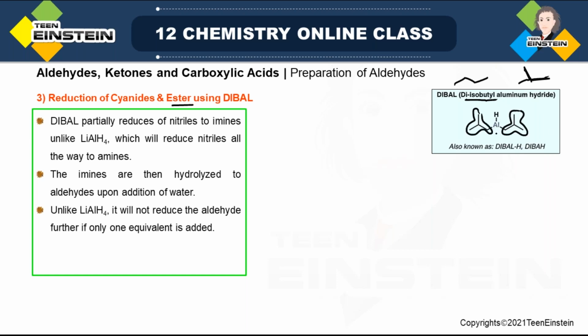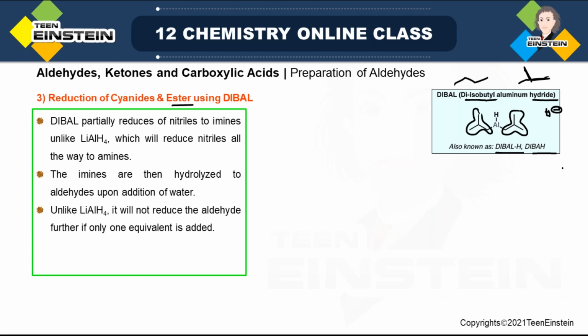So 2 alkyl groups, and aluminium valency should be 3. So 2 alkyl groups, 1 H. Diisobutyl aluminium hydride. This H is hydride, H minus. So it is written as DIBAL-H, sometimes simply as DIBAL or DIBAH. So this reagent is used as a reducing agent. DIBAL partially reduces nitriles to imines, unlike LiAlH4.